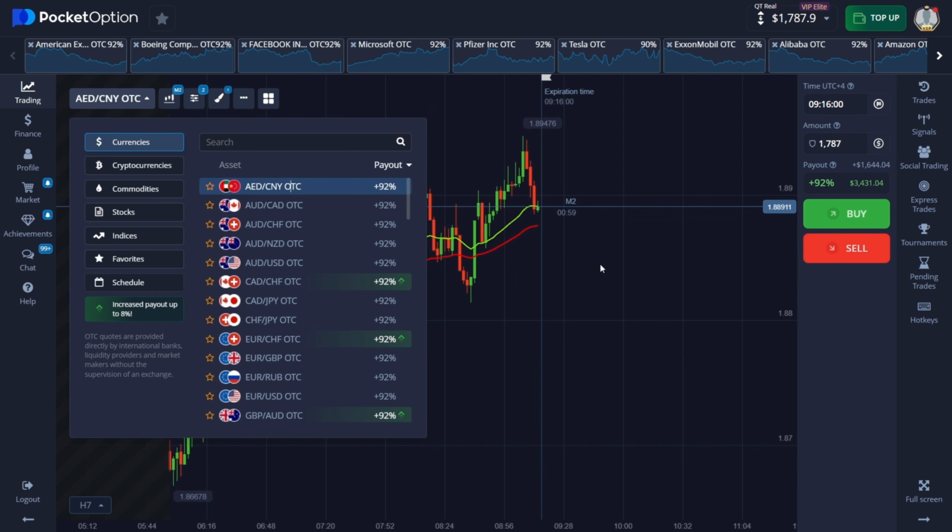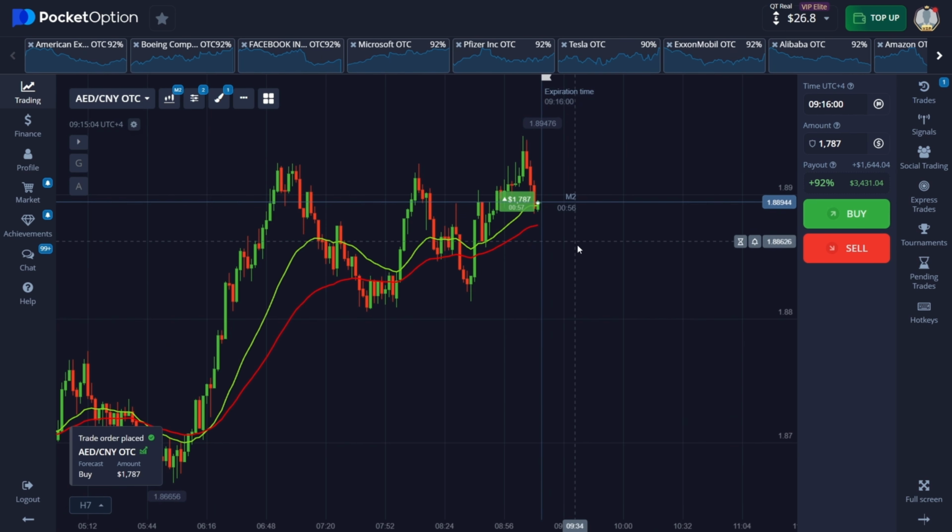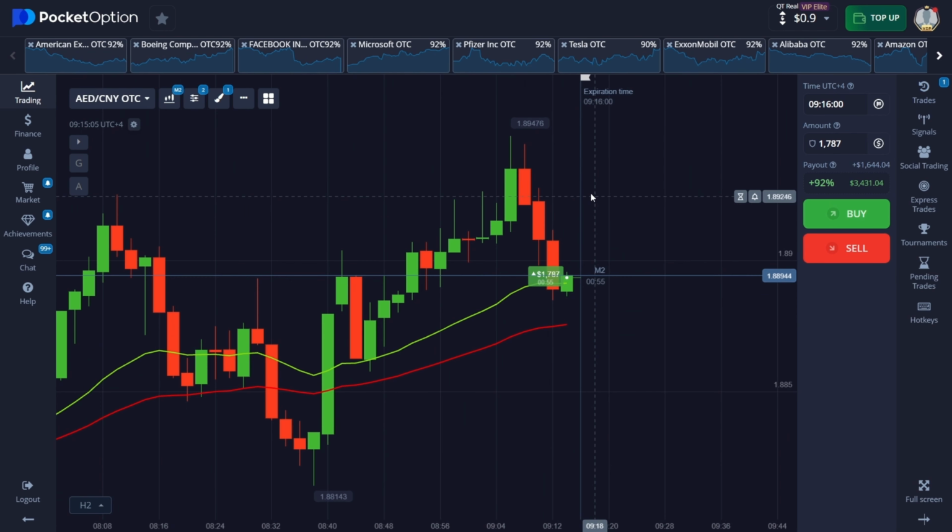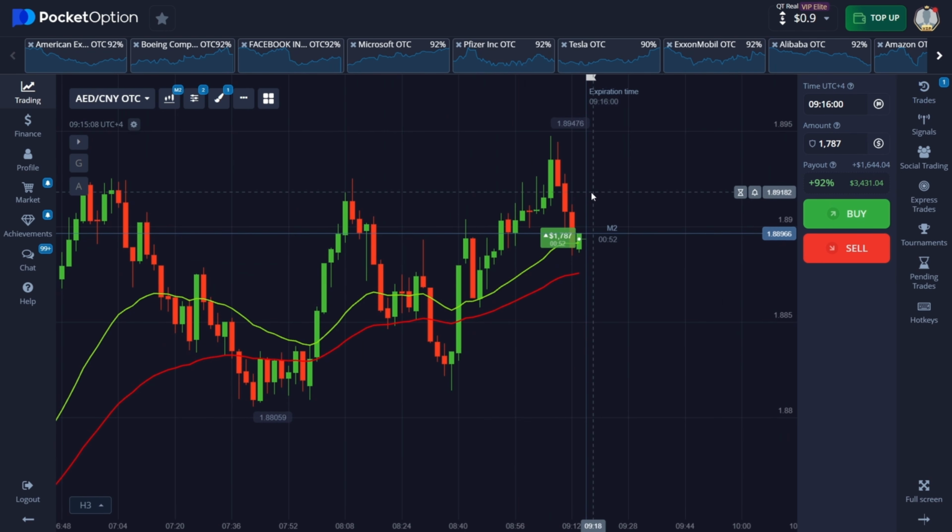Next, I looked at currency pairs and found a trade on odds CNY. I placed a trade for the upside move. But because of a spike, I got an entry a little higher than expected. Still, the trade is going in our favor.